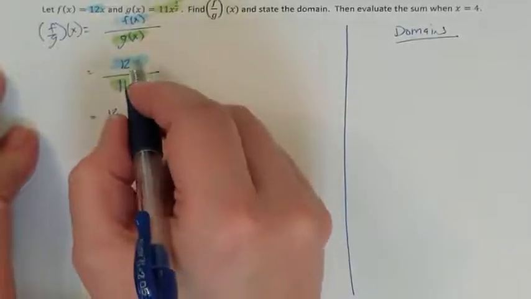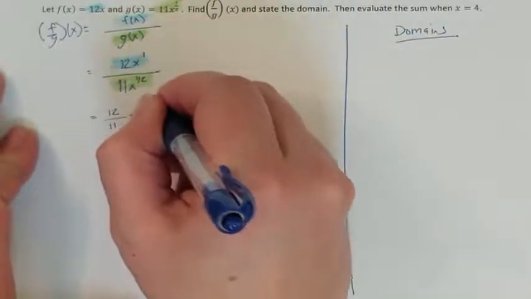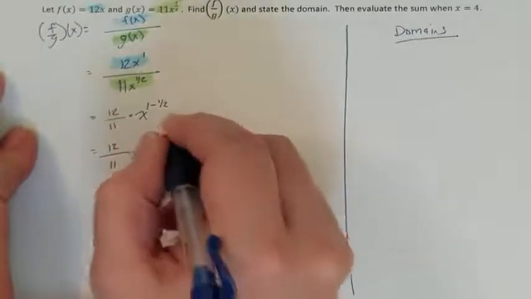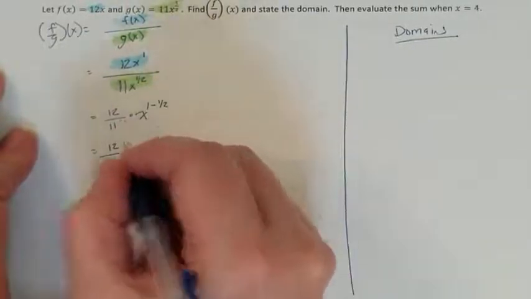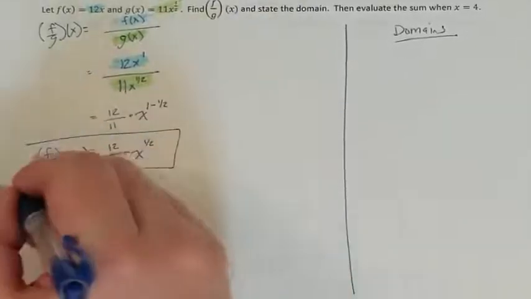I have the same base x's. If they're in the numerator and the denominator, the rule is to subtract. So you have a secret ninja 1 minus 1/2. So I have 12 divided by 11 times x to the 1 minus 1/2, which is 1/2. So this is my f divided by g of x function.